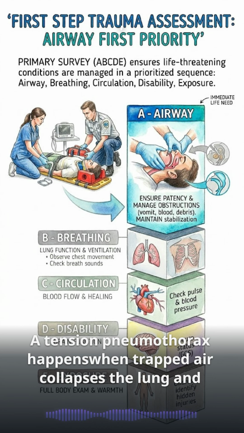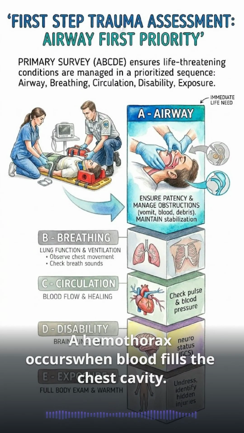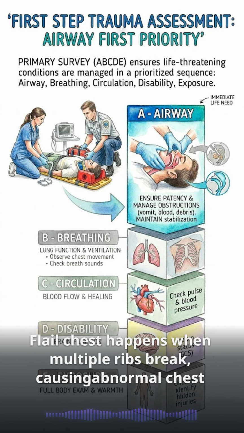Chest injuries can quickly become life-threatening. A tension pneumothorax happens when trapped air collapses the lung and pushes the heart aside. A hemothorax occurs when blood fills the chest cavity. Flail chest happens when multiple ribs break, causing abnormal chest movement and severe breathing difficulty.